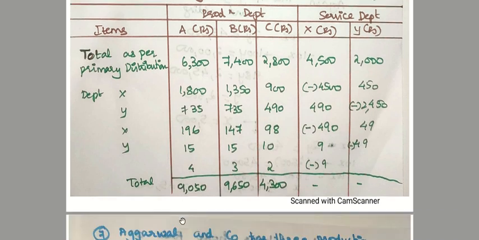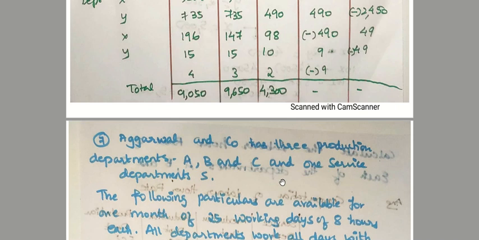So now if you total up, your service departments will have a nil figure and your production departments A, B and C will have 9,050, 9,650 and 4,300.